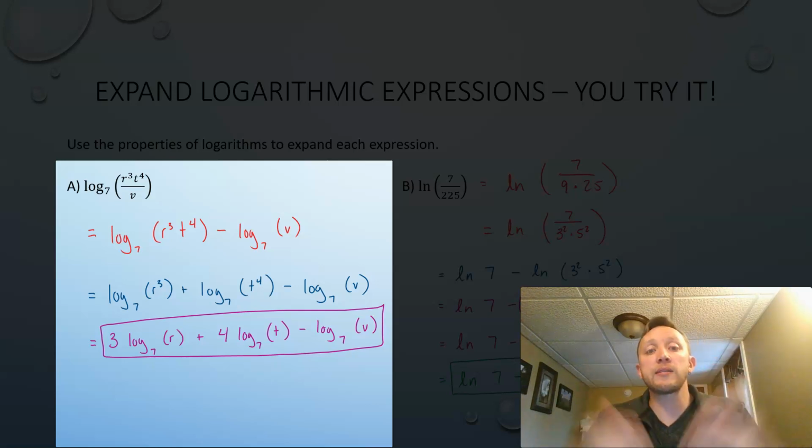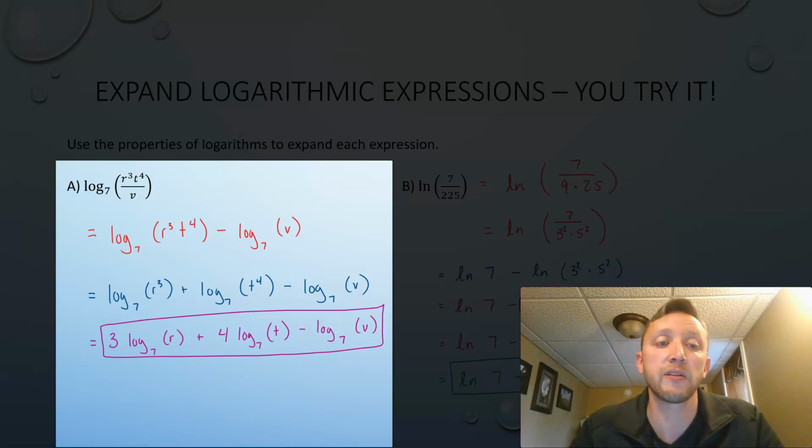And now I recognize that a couple of those terms have exponents, and so we're going to take those exponents and put those in front of the logarithm. So we would have 3 times log base 7 of r plus 4 times log base 7 of t minus log base 7 of v. So that would be your final answer. There's nothing more we can simplify there.